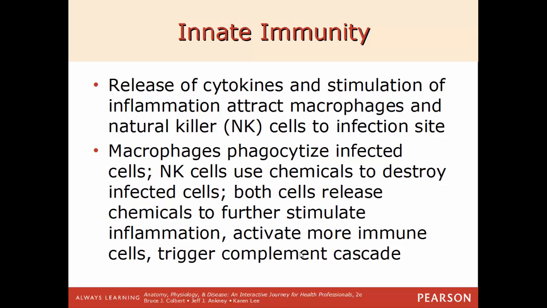The release of cytokines and the stimulation of the inflammation response attracts macrophages and cells called natural killer cells to the site of infection. These macrophages will phagocytize infected cells, and the natural killer cells will destroy infected cells with a chemical called perforin. Both of these cells will release chemicals that will further stimulate inflammation, which will further activate more immune cells, which will trigger the complement cascade.